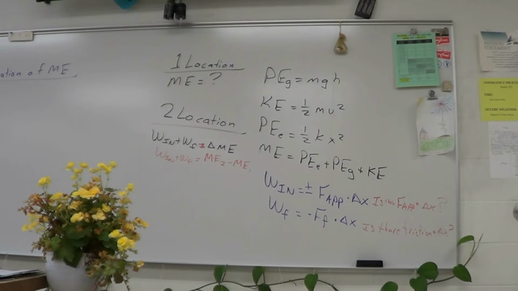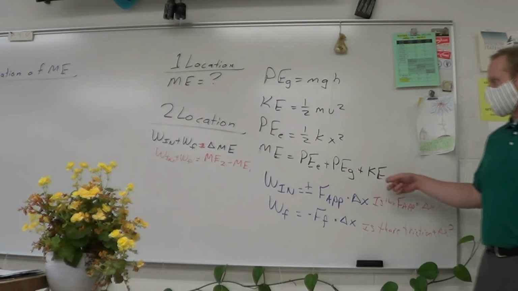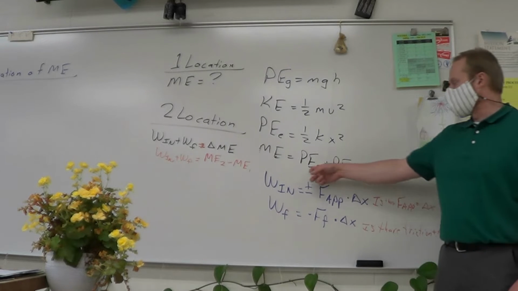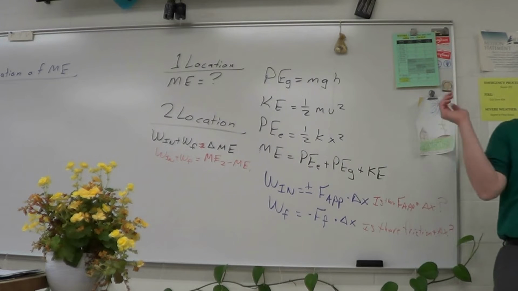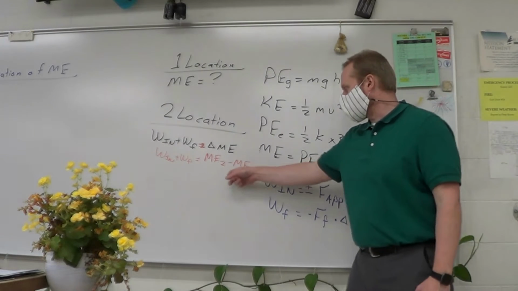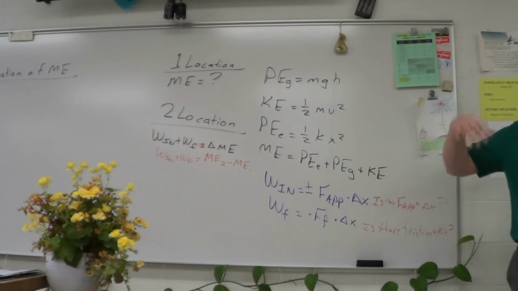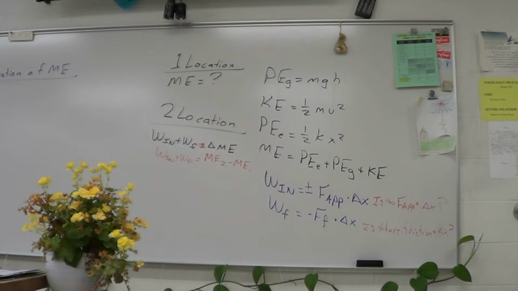And remember, mechanical energy is this plus this plus this. So I have to talk about this plus this plus this at location 2, which would be in parentheses. And then we have to subtract my mechanical energy at location 1, which is this plus this plus this at location 1. And that also would be in parentheses. That's how we're going to deal with two-location problems.